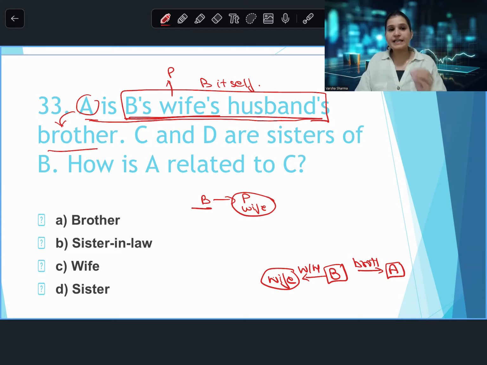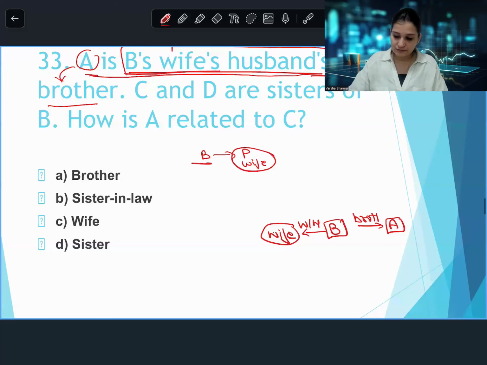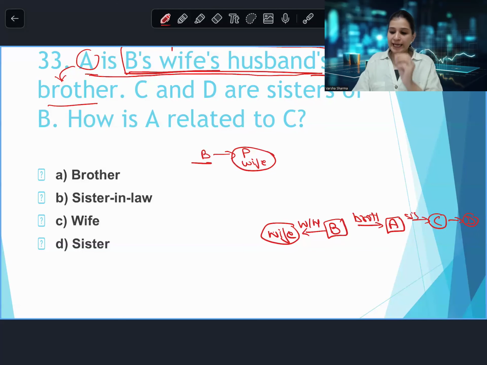Okay, got it. So A is B's brother. Now C and D are sisters of B. So A, C, D, and B are all brothers and sisters. Yes, ma'am.